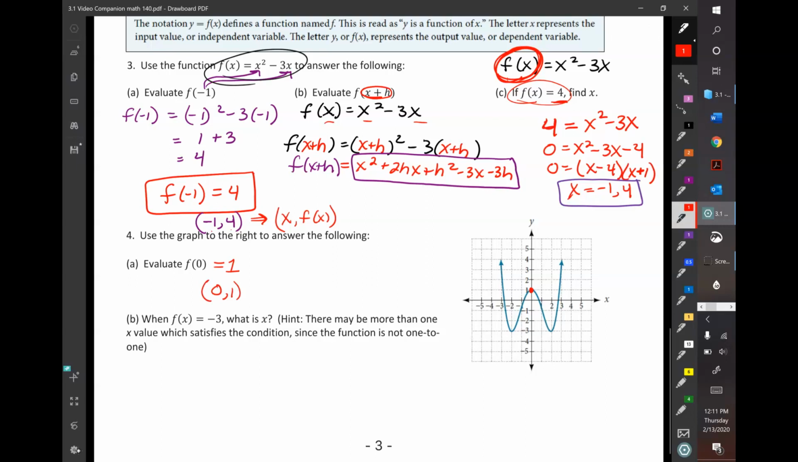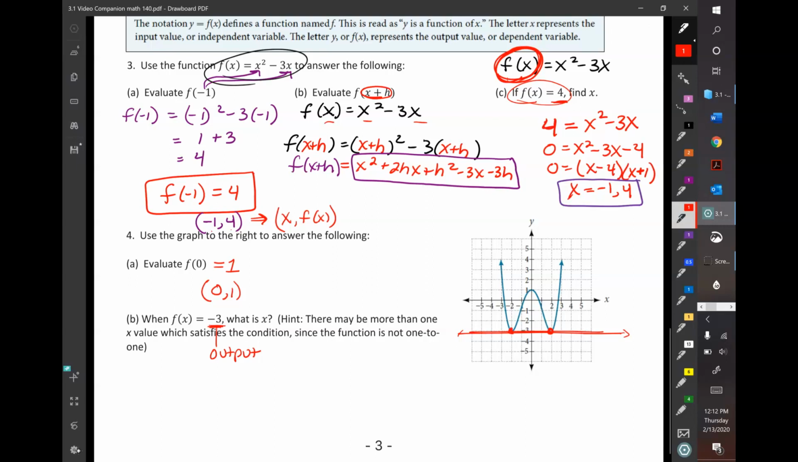Part B says when f of x equals negative 3, what is x? Now remember, I'm looking to find the input given my output is negative 3. So remember, this is my output, or the y value. So I kind of want to go over to my graph. I'm going to look at when y is negative 3. But I'm going to draw a line across it, or just sketch one. And it hits on more than one point. So remember, that's okay to have 2 different x's for the same y.